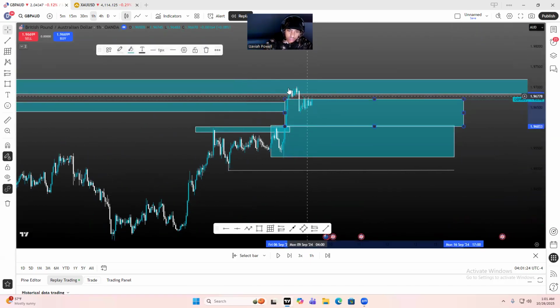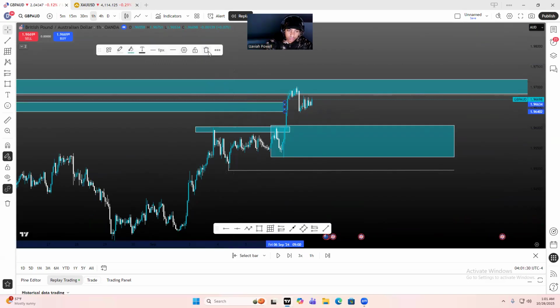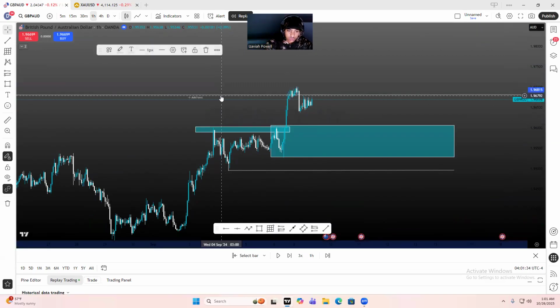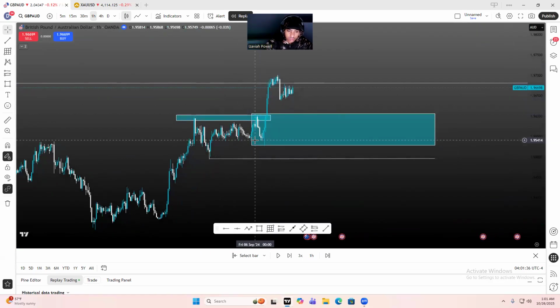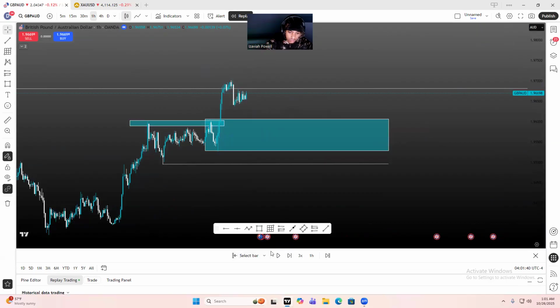So we're going to remove some of this stuff just so we can see clearly. I'm going to leave that there. We're going to remove this, and this as well. But it's our liquidity grab line right there. This is our demand, and this is our liquidity. So we'll see how this approaches and see how this goes.